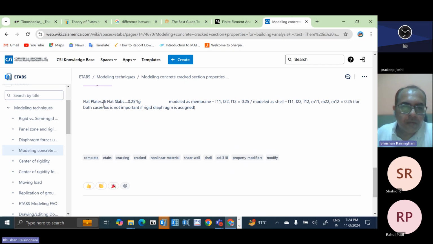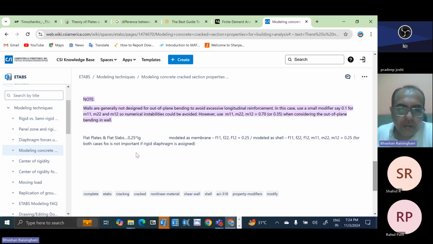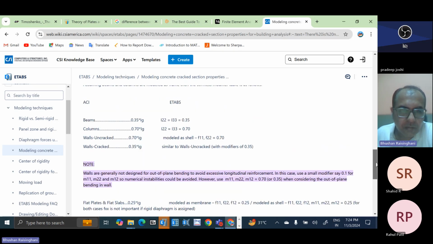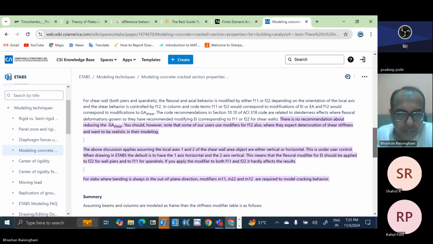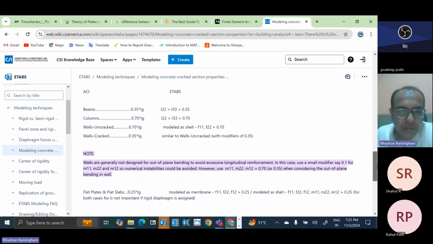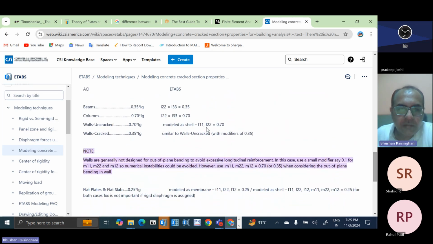So flat plates and flat slabs are modeled as membrane. What they have mentioned here is that whenever you are modeling as a membrane, you have to give in-plane forces 0.25 as per ACI code. Okay. So for that they have given it here. The table we have to refer, but modeled as shell when it is walls.